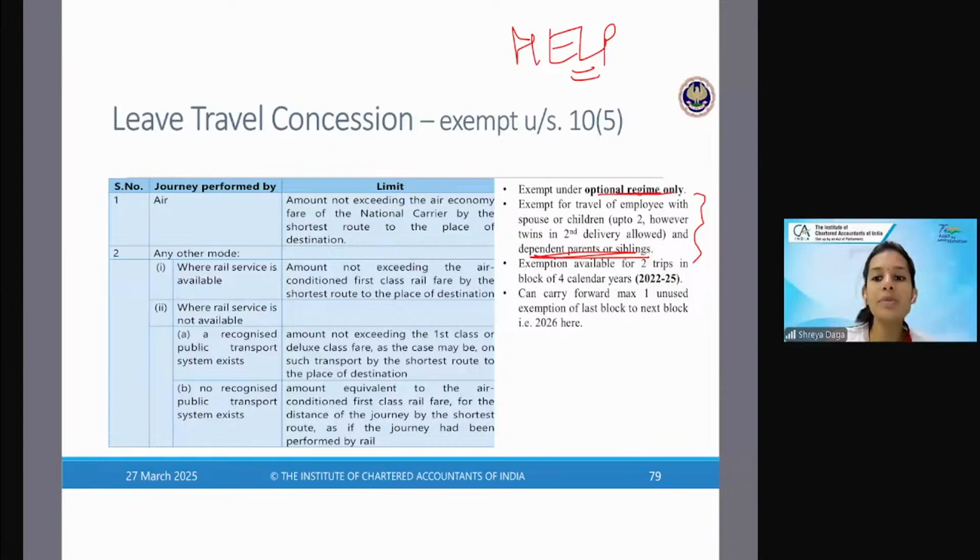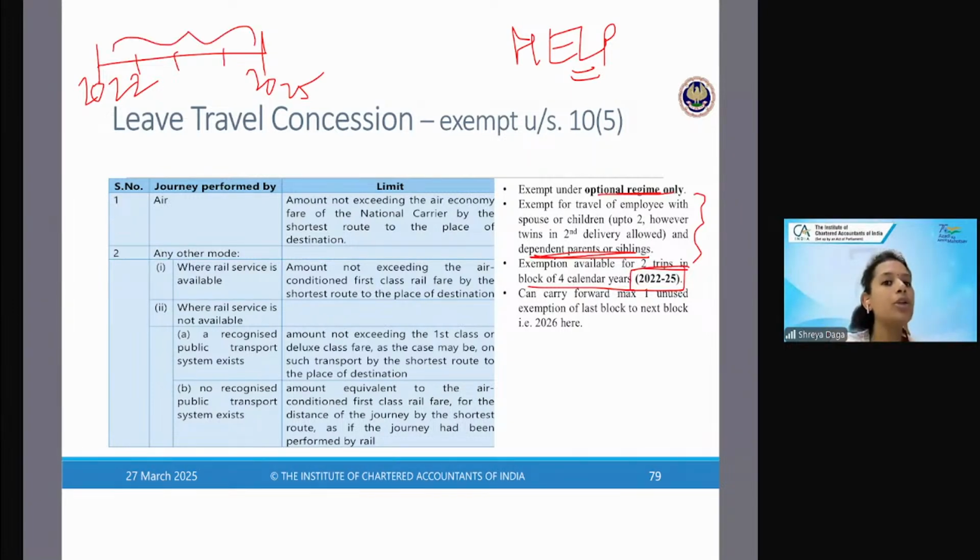It is available up to 2 trips in a block of 4 calendar years. Now it is given block wise. So there are 4 calendar years. One block is decided in income tax, which is a fixed block. Currently, the block going on is 2022 to 2025. These are 4 calendar years: 2022, 23, 24, 25. In this block, you can take exemption twice. You can take exemption for any 2 trips of your choice. Try to take the trips where you incurred more expense, right? So you can take any 2 trips during the span of 4 calendar years for which you can claim exemption from your employer.